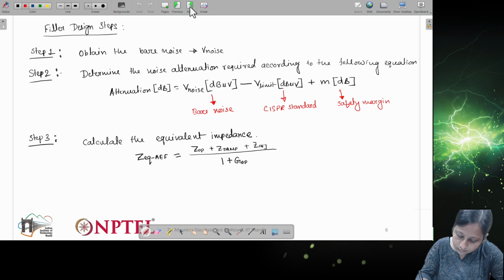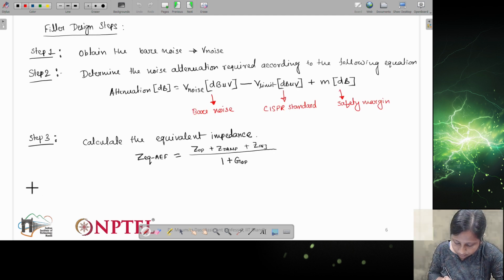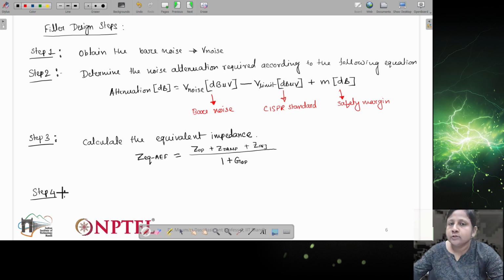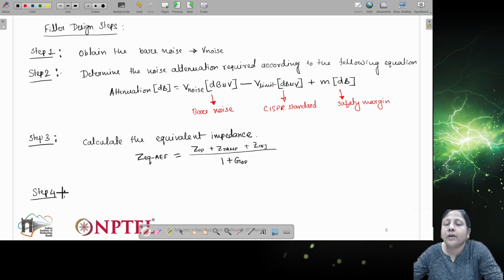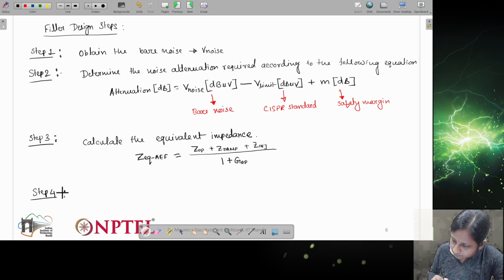So you got the equivalent impedance. Now what you have to do? Next step is step 4. You have to find out the value of the inductor, right? You have the Z equivalent, and you got the gain of the op-amp. Now you have to find out the value of the inductor.